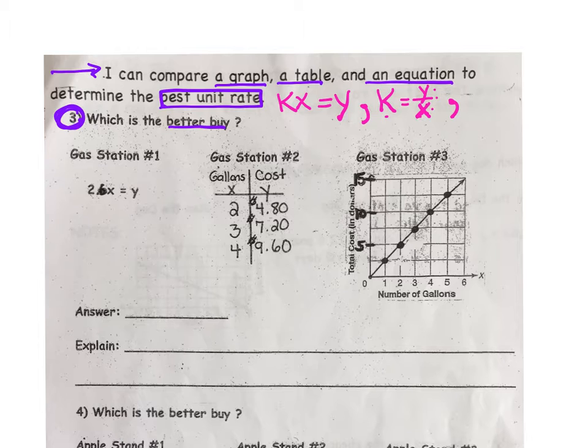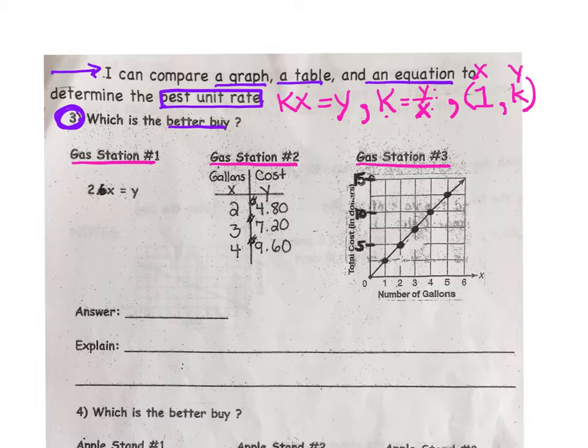And finally, when looking for a unit rate as an ordered pair, we know that it is 1, k. The constant of proportionality is your y value. Let's dig in and find the unit rate for each problem. We have gas station 1, gas station 2, and gas station 3.